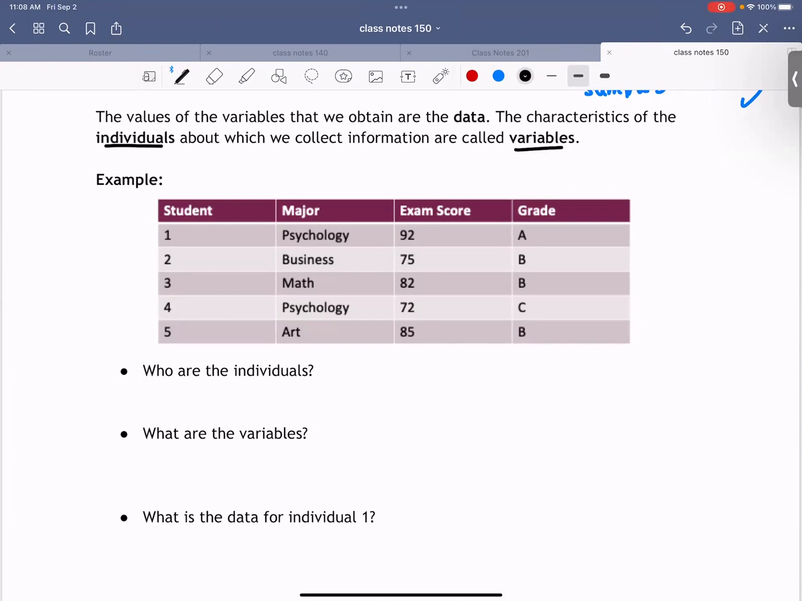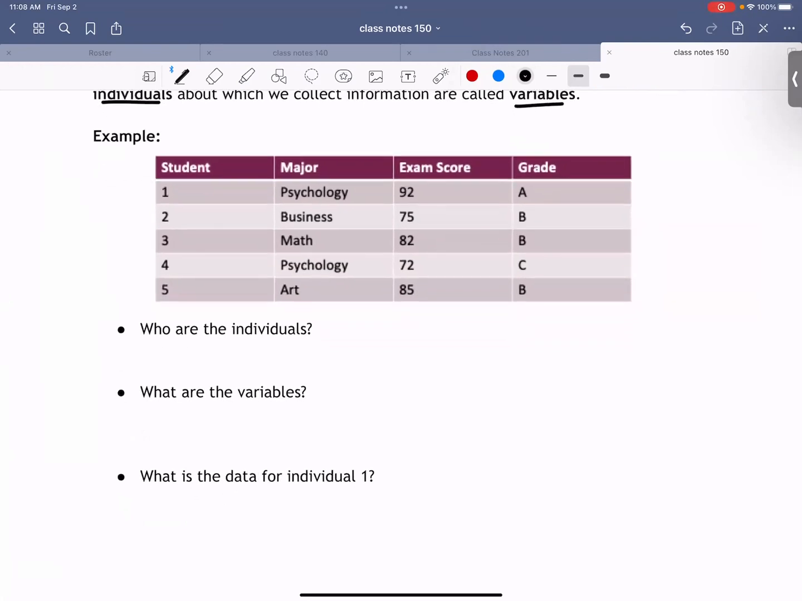So let's just go through this one real quick. Okay, so here we have student 1, 2, 3, 4, 5. I asked them their major, their exam score, and their grade in the class. Okay, who are the individuals in this example? Awesome, students 1 through 5. These are the people that I went in and got the information from. What are the variables? Major, good. Exam score and grade, good. These are like the big things that I'm taking away from each of the students.